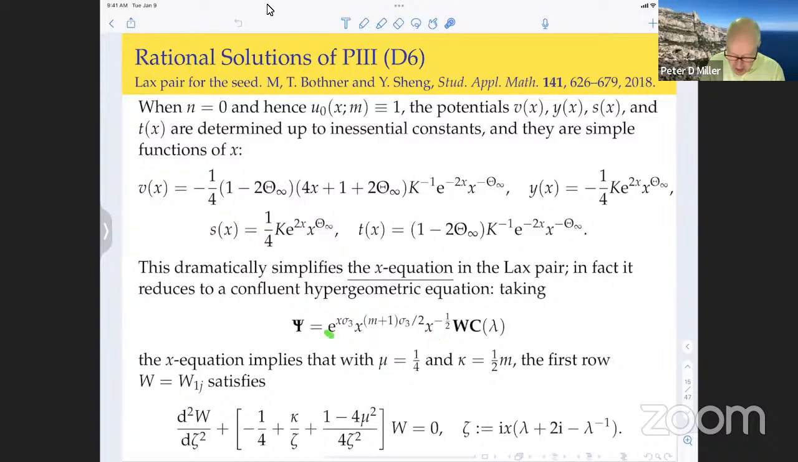And as I said, it's useful to take out those exponential and power factors. And then what you wind up with is a matrix equation, a differential equation in X for this function W. And what you discover is that the elements of the first row of this matrix W satisfy the confluent hypergeometric equation. So here, this kappa parameter is 1/2 of m, and the mu parameter is 1/4. And I guess you have to change the independent variable. So instead of x, we have zeta, which is ix times lambda minus 1 over lambda plus 2 times I. So that's what I mean by solving in terms of special functions.